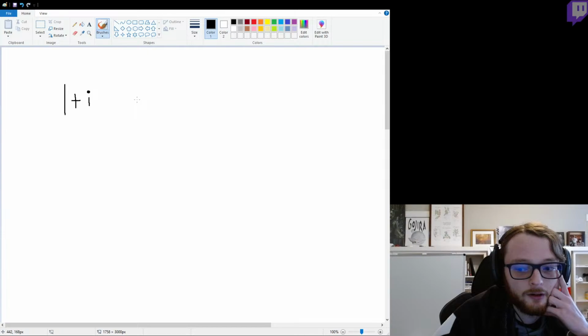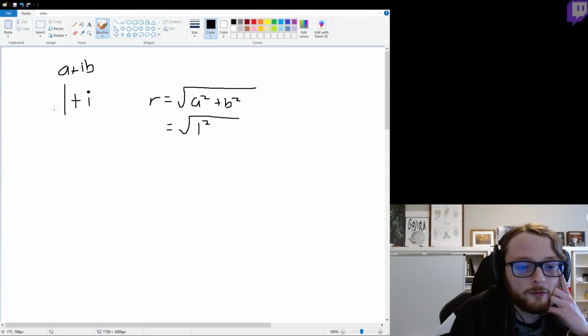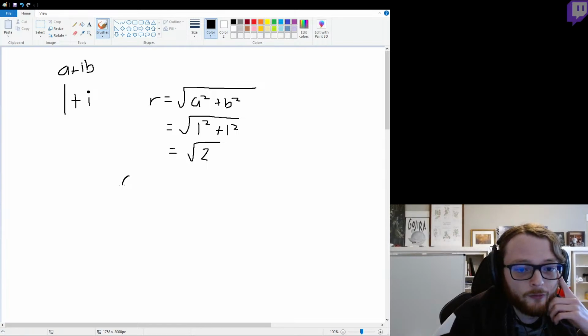So to get it into trig form, we need to figure out the radius first. If this is a plus ib, a formula for the radius is root a squared plus b squared, which in this case we have 1 squared is a, and then b is another one, even though we haven't written one. So 1 plus 1 is 2, so our radius is root 2. And then the other component that we need is theta, and that's the angle that it's going to make with the positive x-axis.